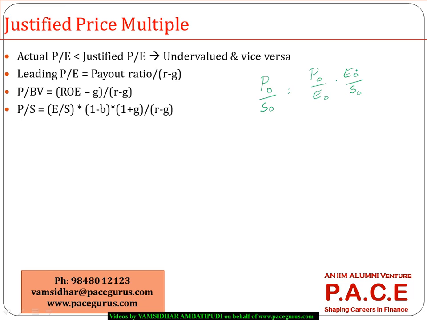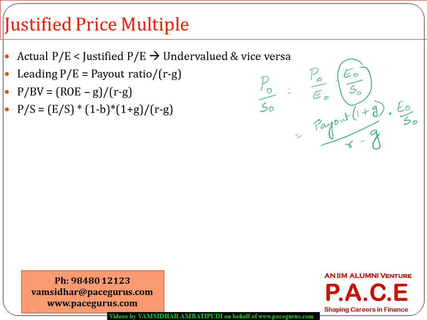Price to earnings into earnings by sales. Okay, so I can very well write this as earnings by sales, and this part I can very well write as payout into 1 plus G by R minus G. Payout into 1 plus G by R minus G into E naught by S naught.